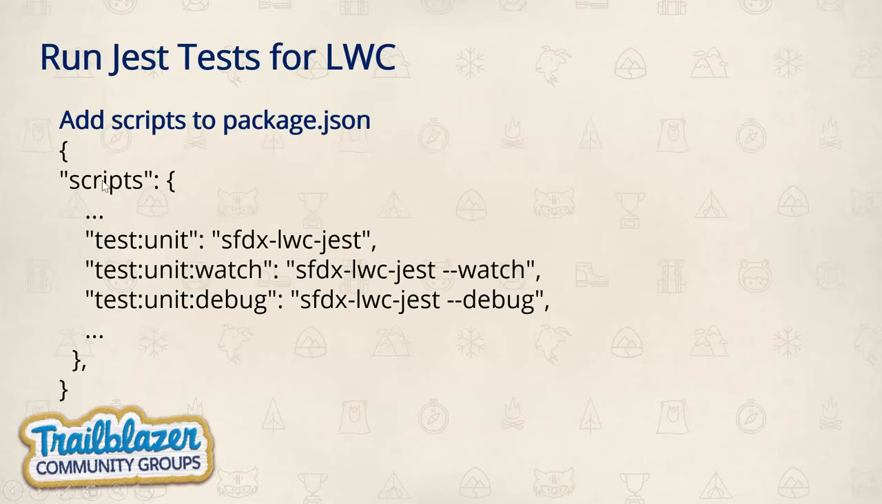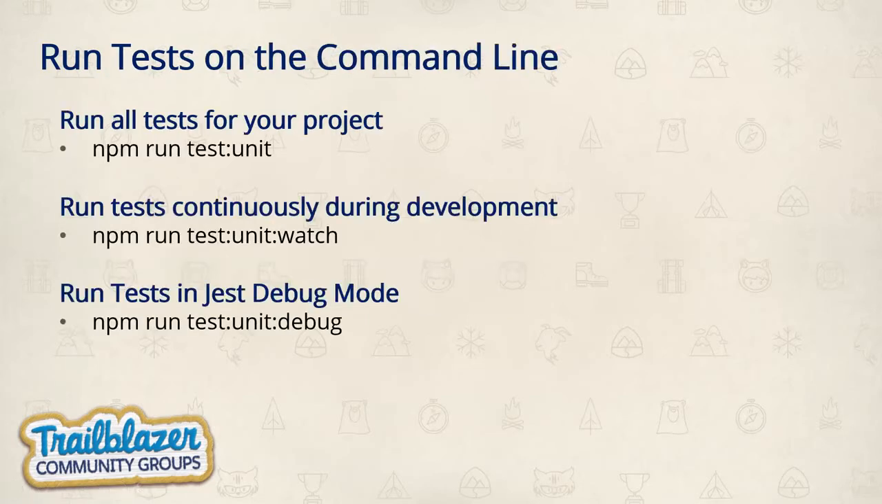It will have your test run scripts. We have three types of them: one is test unit, the second one is watch, and the third one is debug. I'll explain more about this further on. We have three commands to run your tests in your project. If you have multiple projects, you can run all your tests with the command npm run test:unit. With this, all the test methods present in your project will get run.